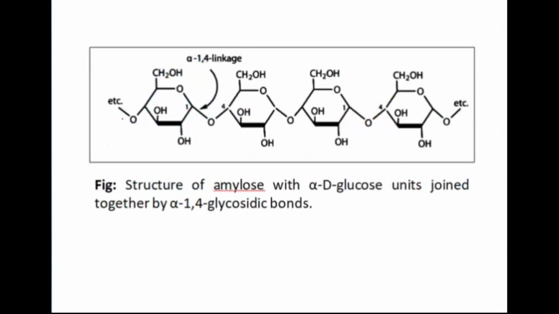So here I am showing you one linear structure of polysaccharide. I have shown you the structure of amylose, which is a linear chain polysaccharide, and alpha D glucose are the monomers present in this chain. So these are all connected with alpha 1,4 glycosidic linkage. You can see the glycosidic linkage between the first carbon of one sugar molecule with the fourth carbon of the adjacent sugar molecule.